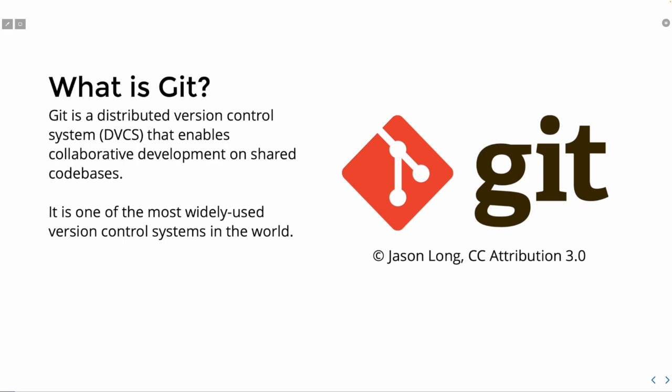So let's get started. What is Git? Git is a distributed version control system, DVCS, that enables collaborative development on shared code bases. It is probably the most widely used version control system in the world.